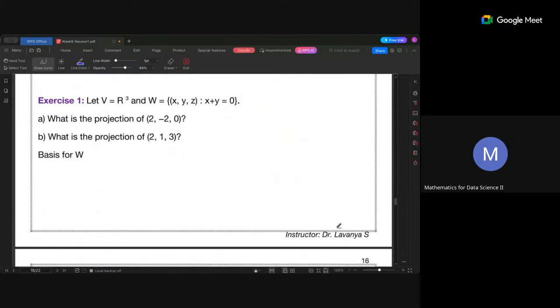Let V equal R3 and W be the set of all (x, y, z) such that x plus y equals 0. What is the projection of (2, -2, 0)? What is the projection of (2, 1, 3)? First, what is the basis for W? How do you find a basis for W? (x, -x, z), with x, z in R. Now what is a basis for this? x times (1, -1, 0) plus z times (0, 0, 1). So now you know that these two vectors will form a basis. Let us call them u1, u2. Now what is your v1? u1 by norm of u1. What is the norm of u1?